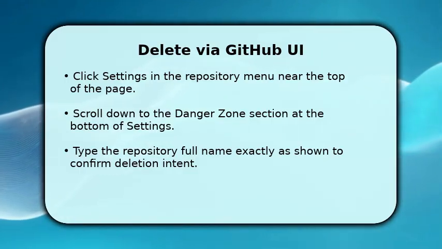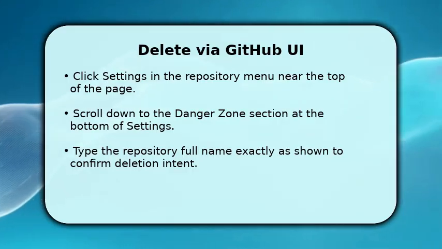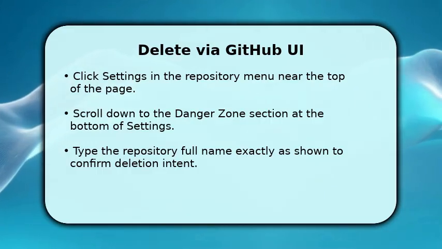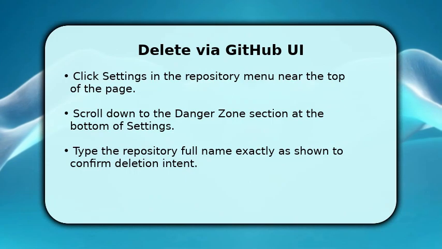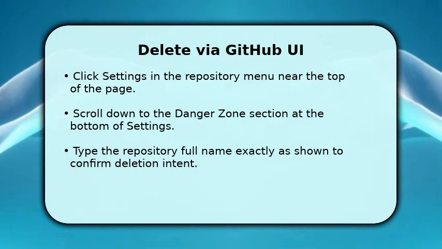Type the repository full name exactly as shown to confirm deletion intent. Click I understand the consequences, then click Delete repository to permanently remove it. GitHub may require two-factor confirmation for extra security.